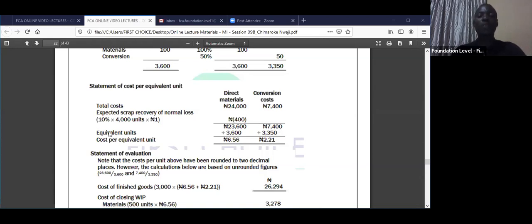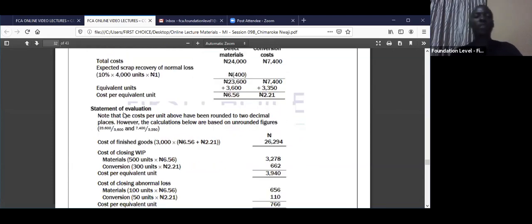Now, look at our equivalent units. These last figures we got here is what we have here. You divided them, and your cost per equivalent unit is 6.56 and 2.21. So you are going to apply them when you are using your statement of valuation. So note that the cost per unit above has been rounded to 2 decimal places. However, the calculations below are based on the unrounded figures, because if we use these rounded figures, it will further chop off certain things.